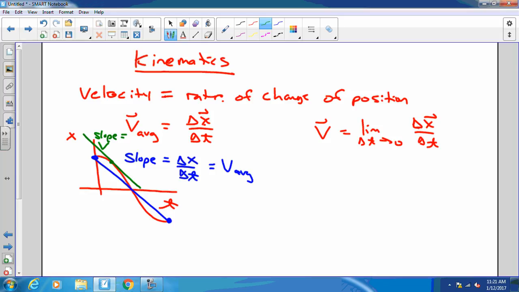Can you come up with an example of motion for which the average velocity is 0, but the instantaneous velocity is never 0? Say it one more time. Can you give me an example of a trip for which the average velocity is 0, but an instantaneous velocity is never 0?